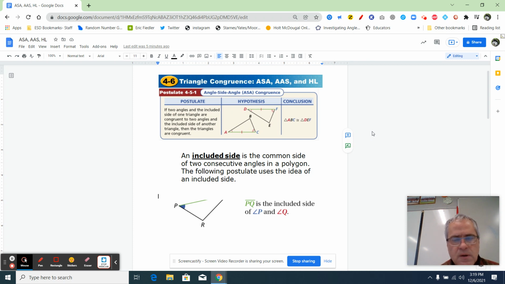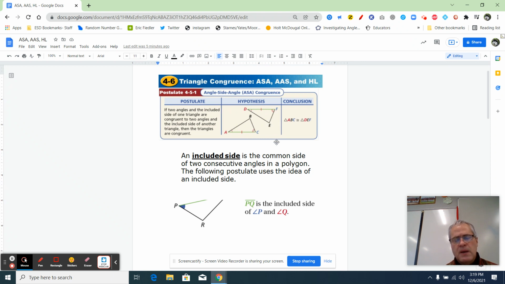And so the thing that you need to know and understand is what an included side is. Included side is a common side of two consecutive angles in a polygon. And this is the following postulate that uses the included side, and I give you a picture down there. So now, just notice that if you know two angles of one triangle, you can find the third angle from the third angle theorem.